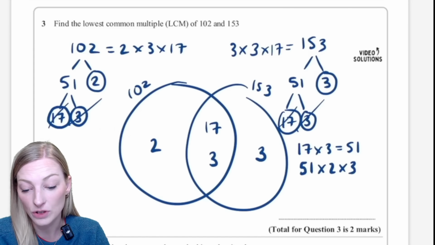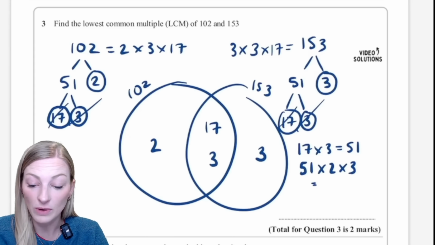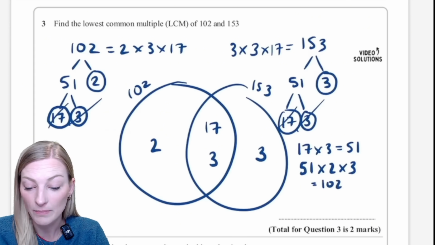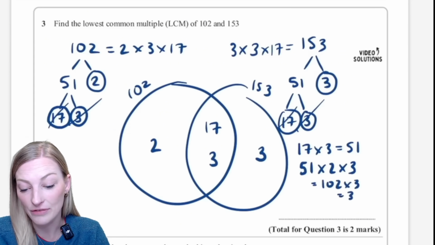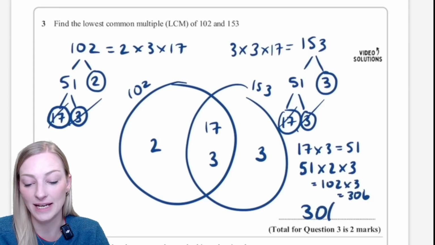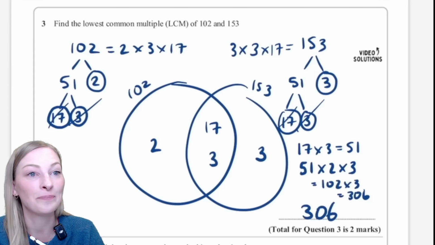So 51 times 2 times 3. So 51 times 2 is 102. Multiply that by 3 and we get 306. Just squeezed it in. There we go. 306 for that one. Question number 4.